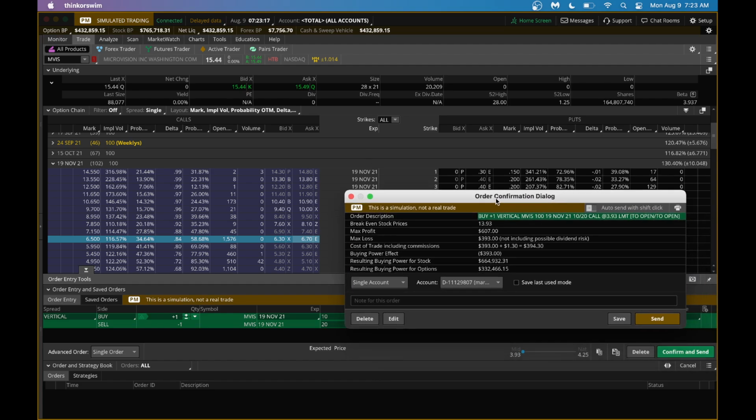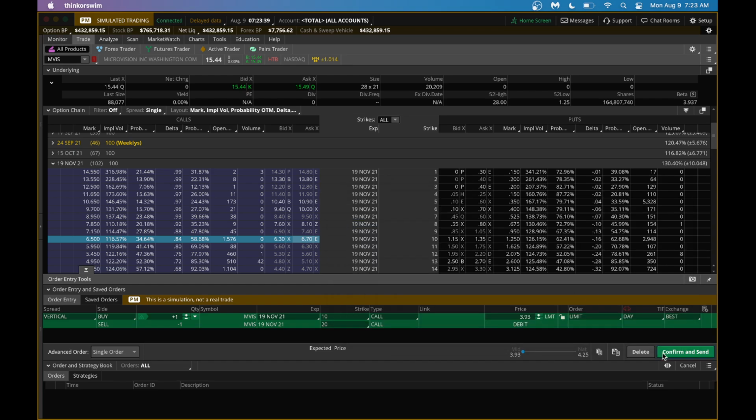So basically, you pay 393 to make 607. It's much more than doubling your money. So it's a good way to trade stocks like MVIS. You don't need to keep the option till 19th November. If you have good profit, you could sell this off in between. So with that, this is one trading idea.